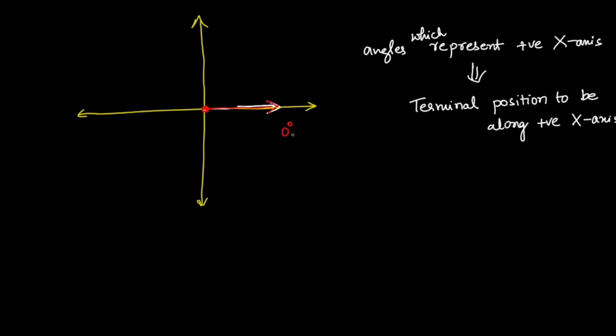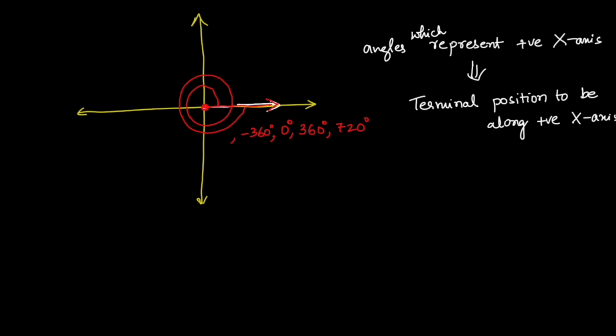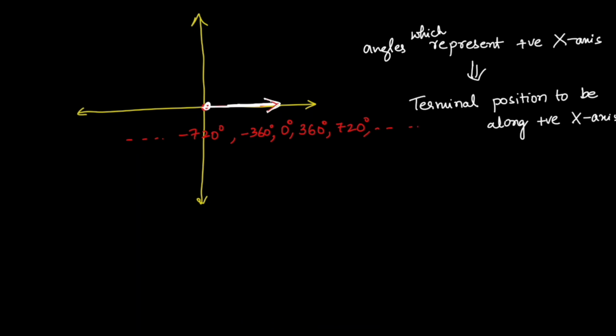Of course, for 0 degrees, or we can make one full rotation. Then also initial position and final position would be along positive x-axis, 360 degrees. Or we can make two full rotations, 720 degrees. Or we can make one full rotation in clockwise direction, which is minus 360 degrees. Or in clockwise, two full rotations, minus 720 degrees. So there are infinitely many angles representing positive direction of x-axis.